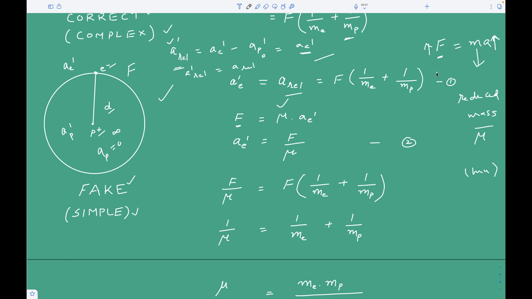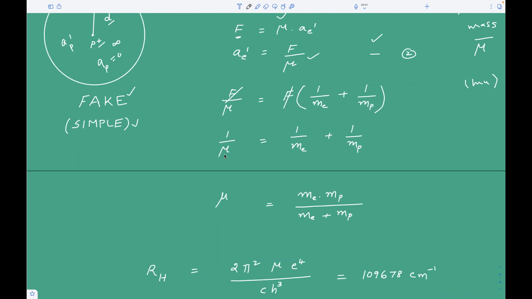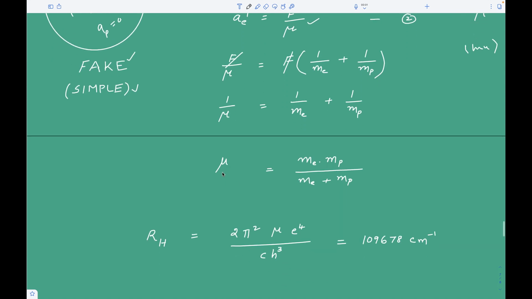Now look at these two equations. Their left hand sides are the same, so we can equate their right hand sides. So F over mu is equal to F times 1 over ME plus 1 over MP. We can cancel these two out and we will be left with 1 over mu is equal to 1 over ME plus 1 over MP, or mu is equal to ME times MP over ME plus MP upon simplification.